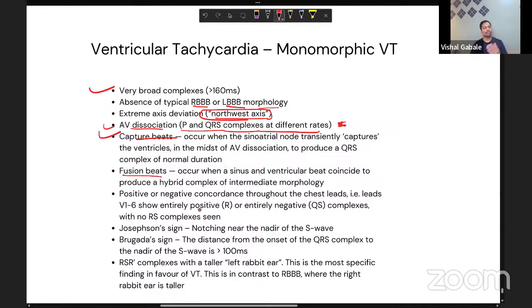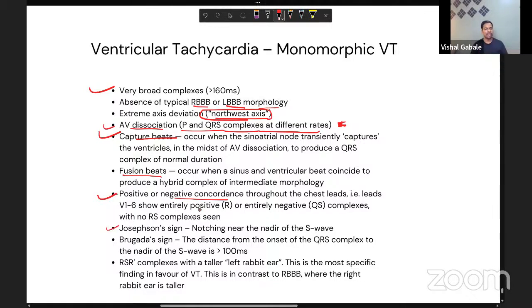So what is capture beat? Capture beat is something in which, for example, a QRS gets captured with the atrial impulses. That means a P wave is there, and suddenly with the P wave, a QRS will appear. Otherwise, there is AV dissociation in ventricular tachycardia. But sometimes P waves can be conducted to the QRS complexes, which we call a capture beat. And when a sinus beat and a ventricular beat are both captured together, that is called a fusion beat. As the name suggests, fusion, because these both are fused together. Along with that, there is positive and negative concordance, depending on whether all the waves are positive or all the waves are negative. So it doesn't matter.